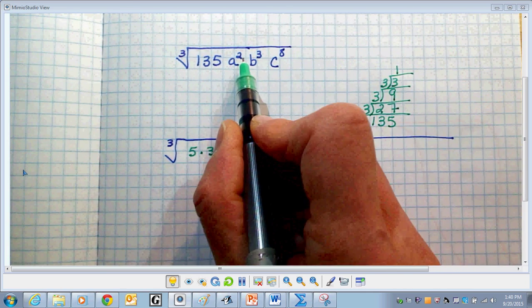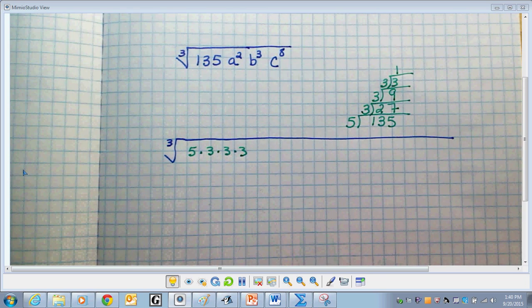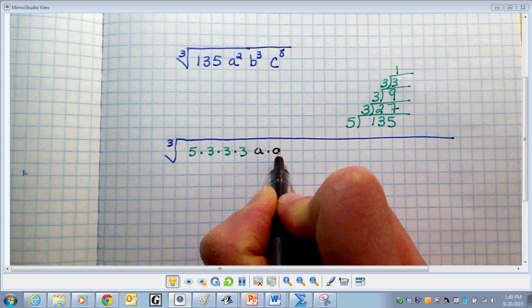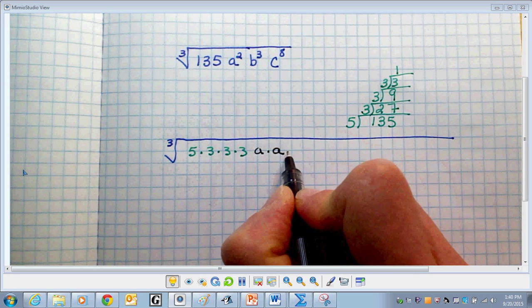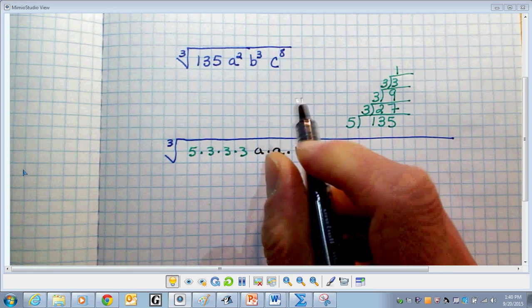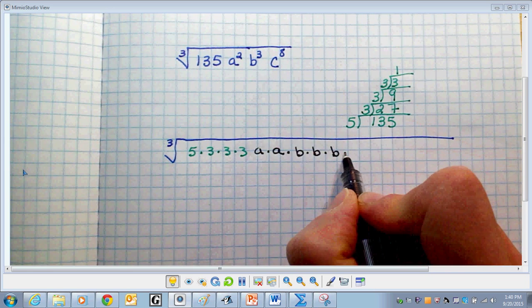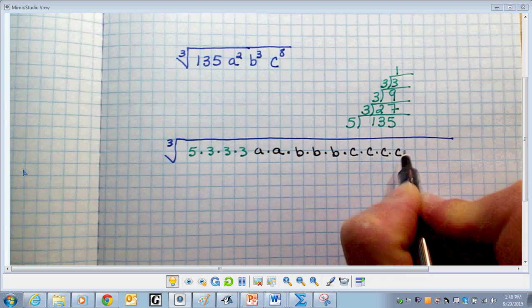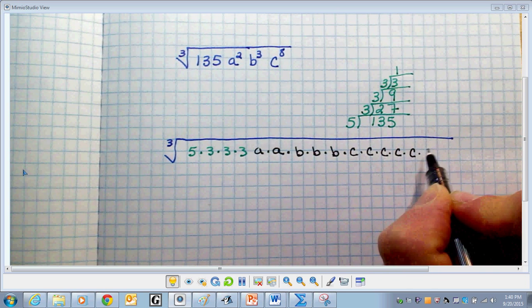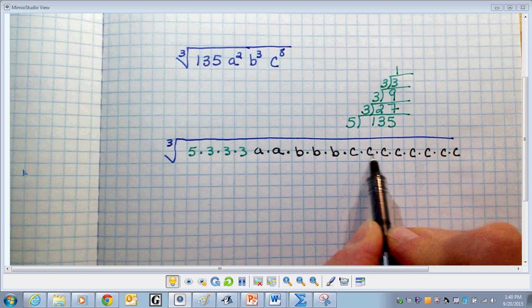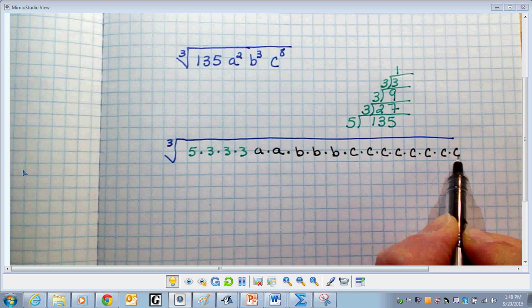Okay, then I'm going to do a squared. So a squared is going to be a times a. B cubed is going to be b times b times b. C to the 8th is c times c times c times c times c times c times c times c. That should be 8 C's. 1, 2, 3, 4, 5, 6, 7, 8.